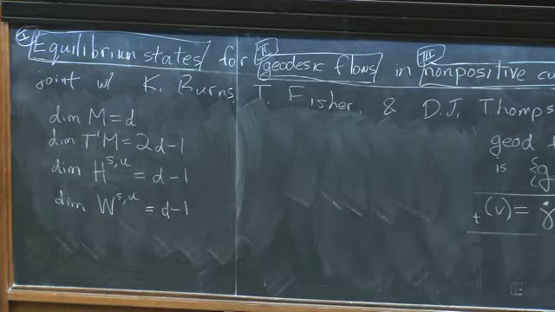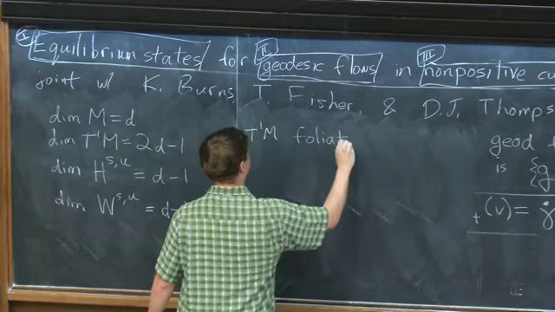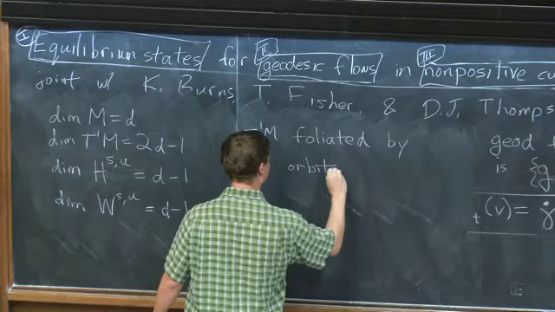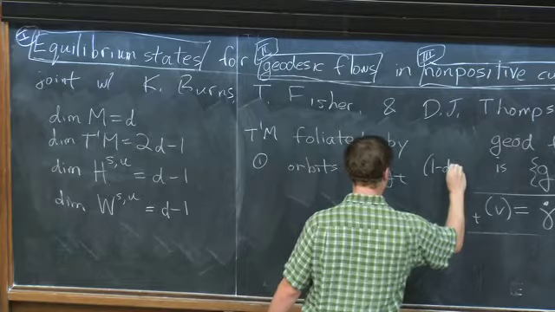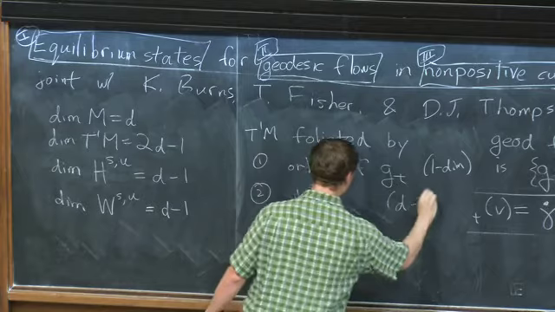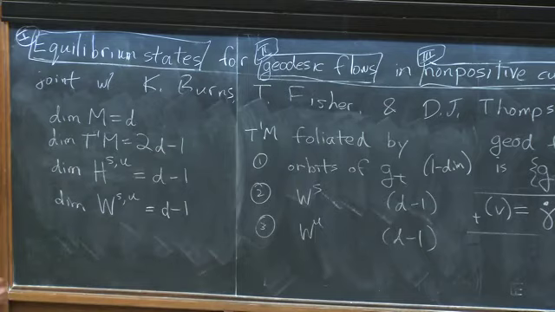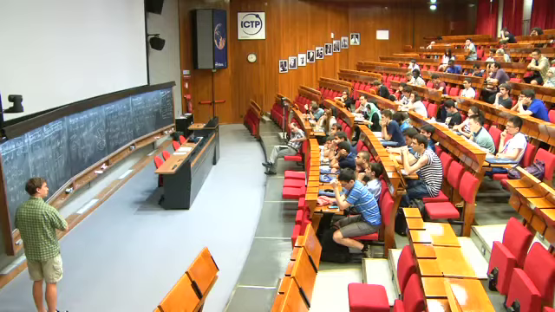So now what do I have? I have three foliations of T1M. First off, it's foliated by orbits, and that's one-dimensional. Second, it's foliated by the stables, and that's d minus one-dimensional. And third, it's foliated by the unstables, and that's also d minus one dimensional. And if I add them all up, I get 2d minus 1, which is the dimension of the manifold T1M. So in other words, I've just produced all of the structure that you need for an Anosov flow.